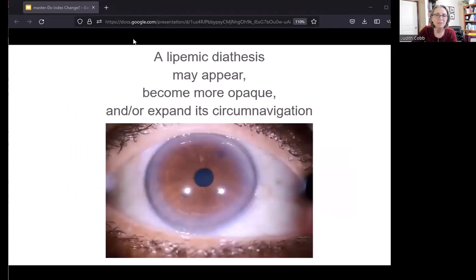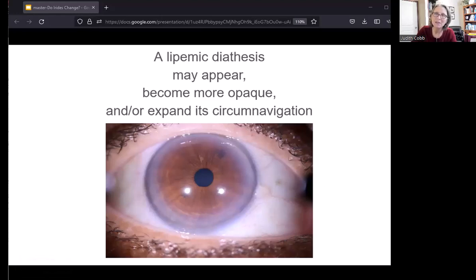We will sometimes see a lipemic diathesis appear, or it may become more opaque, or it may expand. So lipemic diathesis is this white ring coming around the edge. It starts out typically as just a sliver of white, and with time it can really grow. Now, this is actually not an iris sign, it's a corneal sign. This is accumulating in the cornea, and we rarely see it in people who are under the age of 20. We often see it in people over the age of 60.